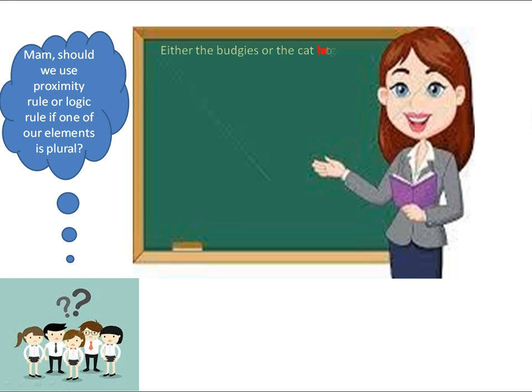Either the budgies or the cat have to go. So budgies are small little parrots, right? So you cannot keep them together. So the writer is saying either the budgies or the cat have to go. So here one of the elements, which is budgies, is plural, and I'm using cat, have to go, under the logic rule, right? This is correct under the logic rule, but wrong under the proximity rule. How can I fix this problem? Let's see how I'm going to fix this problem.